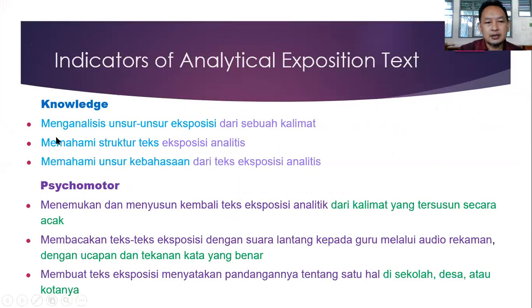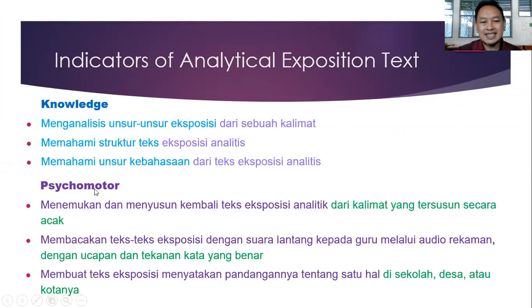These are the indicators. First one, analyze the characteristics of an exposition text. I mean here analytical exposition text for each of the sentences. Next, understanding the text structure of analytical exposition text. And next, understanding the language features of analytical exposition text.